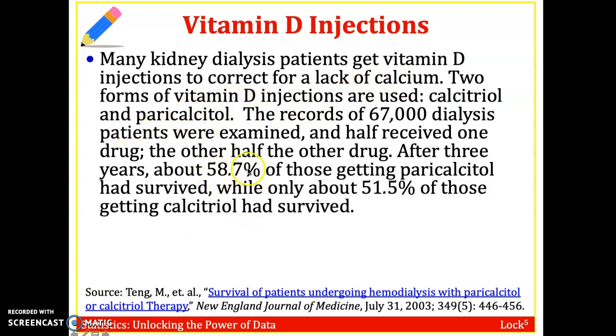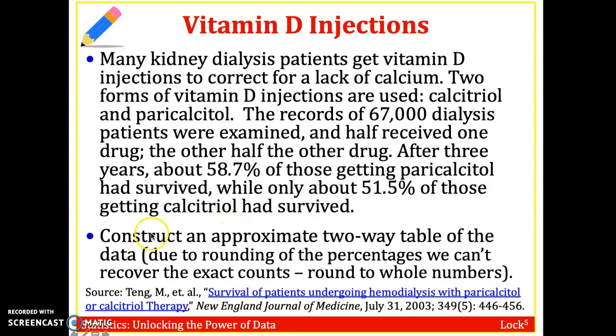After 3 years, about 58.7% of those getting paracalcitol had survived, while only about 51.5% of those getting calcitriol had survived. So what I want to do, and I'm going to do this on a separate document, is construct an approximate two-way table of the data. And these percentages aren't exact. We need more decimals here, so we're going to have to do some rounding. And just to note, this data comes from a study that was published in 2003 in the New England Journal of Medicine, linked here at the bottom.